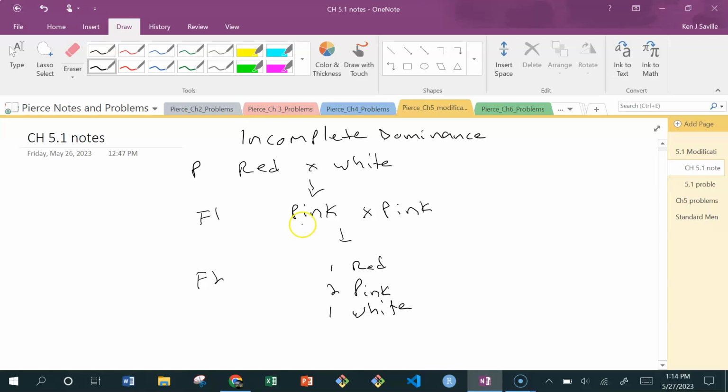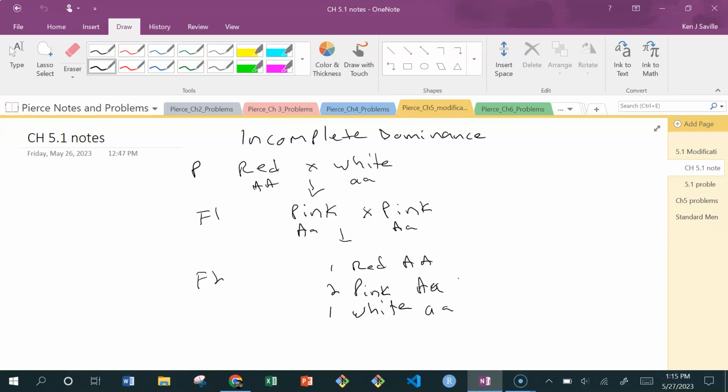So that means that if we used classic symbols, these parents would look like that, red would look like this, and white would look like this. And down here, red would look like this, pink would look like this, and white would look like this. Now that's okay, but there's a problem with that symbolism, because by definition, a capital letter to represent an allele is considered dominant.